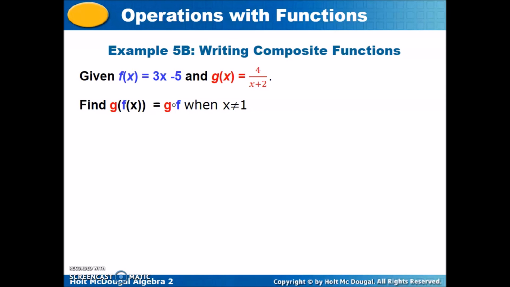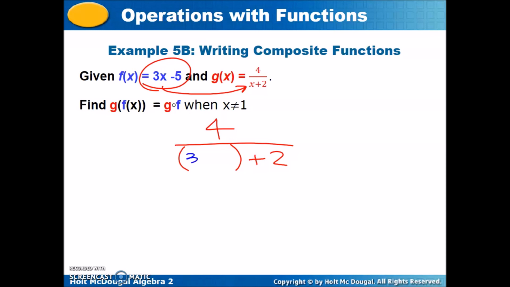On example 5b, this time we're going to take the 4 and put, again, parentheses where the x would have been, plus 2. We're going to take this equation and put it in for that x. So we're going to put the 3x minus 5 here. The only thing we can combine here are the negative 5 and the 2. So this is going to be 4 over 3x minus 3. Again, this is g of f of x. Okay, we're going to do the next 2 examples. I'd like you guys to do them and then come back to me when you're done.